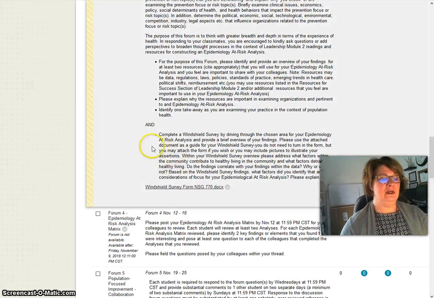You will also be doing a windshield survey. It's a really valuable tool to really go out and take a look at what impacts health, and this is a totally different view as far as what we typically see when we drive. We're looking for those factors that impact health. And there is an attached windshield survey form that may help guide your thought process and things to look at. But this, again, we're putting those pieces together that will help you as you're putting together the epidemiology at-risk assessment.